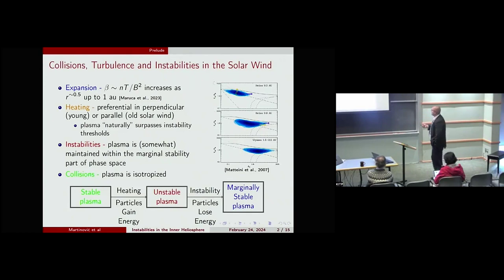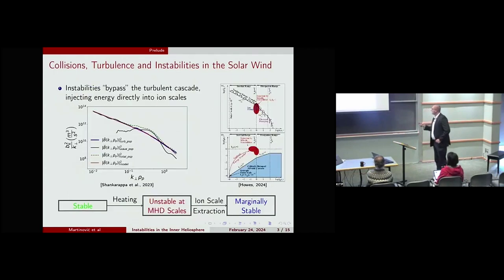So if you have a stable plasma, then due to heating and/or expansion, it becomes unstable. Then what instabilities do is they push it back, but not towards the local thermodynamic equilibrium, but rather towards what we call a marginally stable state. They will act as long as the plasma is unstable towards that respective instability, and then just leave the plasma there in that state.